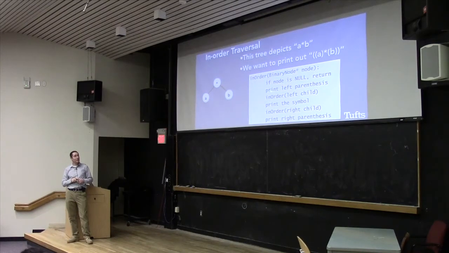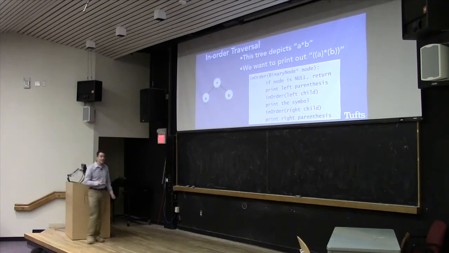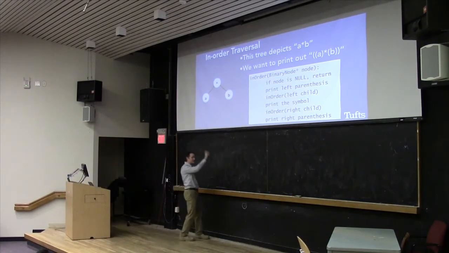If it's not null, you print a left parentheses. Then you call in order on the left child. Then you print the actual symbol that you're talking about. Then you call in order on the right child, and then you print a right parentheses. Okay, that's actually not too bad for an algorithm. But let's see what it looks like.